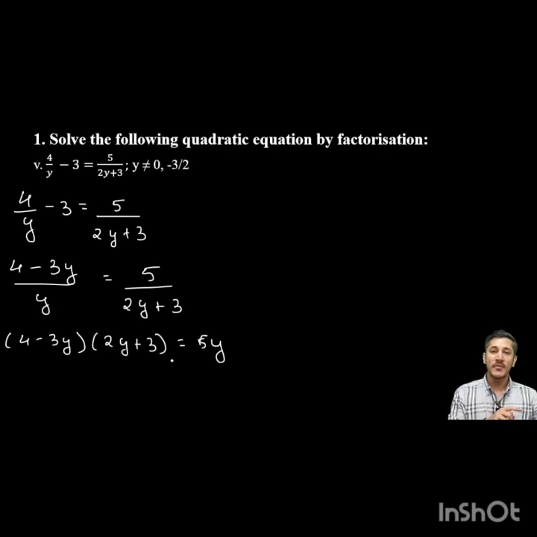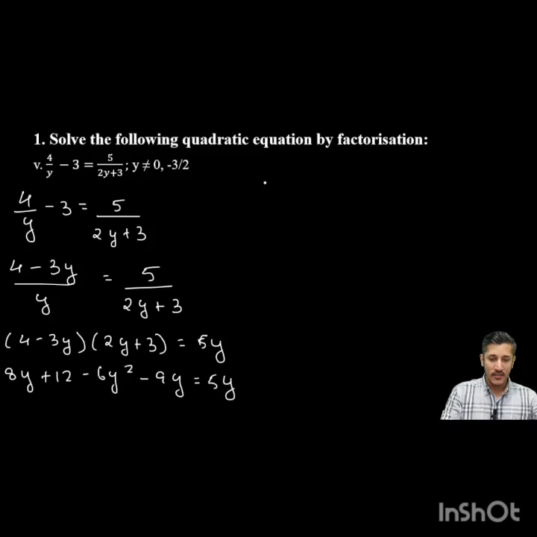Now we'll expand the bracket on the left hand side. We'll get 4 into 2y as 8y, 4 into 3 as 12, minus 3y into 2y as minus 6y square, minus 3y into 3 we'll get as minus 9y equals 5y. We'll transpose everything to the left hand side. So what do we get here? Minus 6y square plus 8y minus 9y minus 5y plus 12 equal to 0.